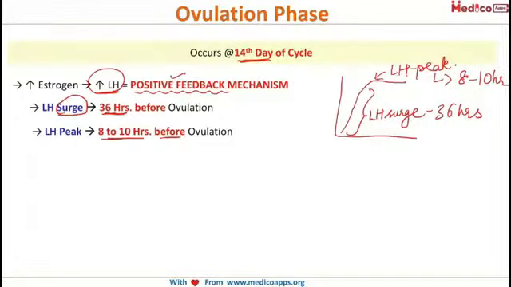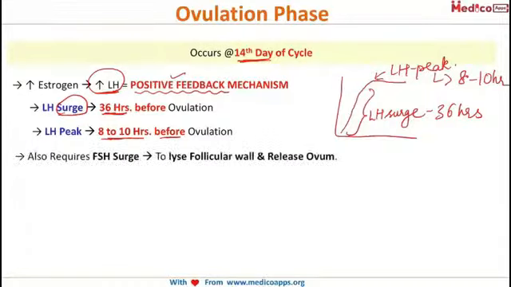Now, it's not enough if we have the LH, we also require the FSH surge to lyse the follicle wall and release your ovum. So both the surges are required, LH surge and FSH surge. The FSH surge is required for lysing the follicular wall, finally resulting in the release of the ovum.